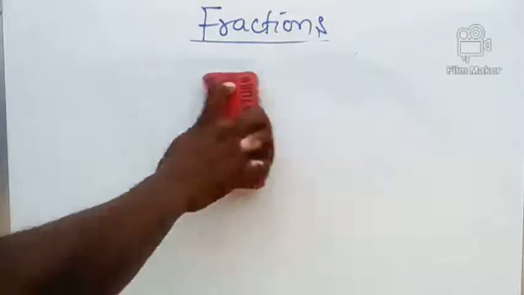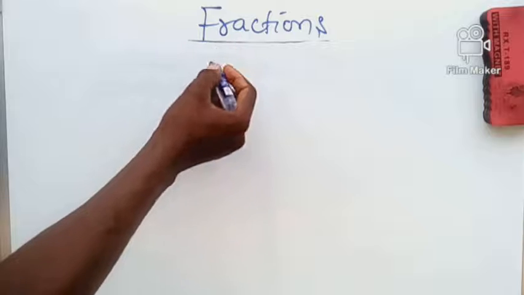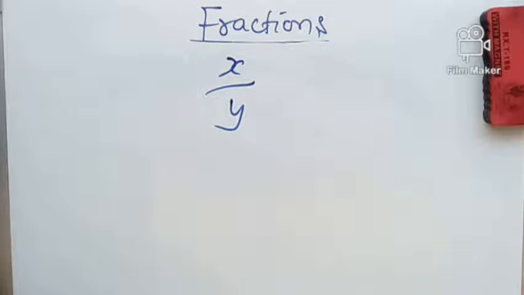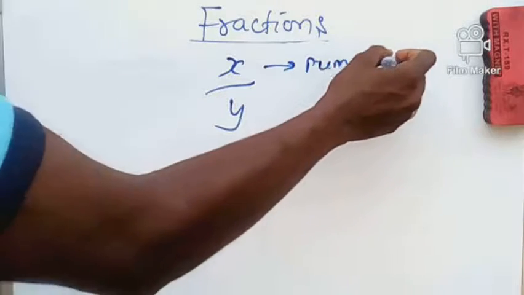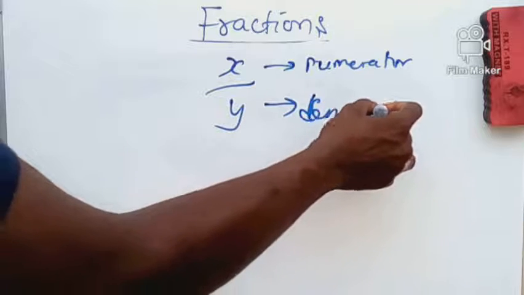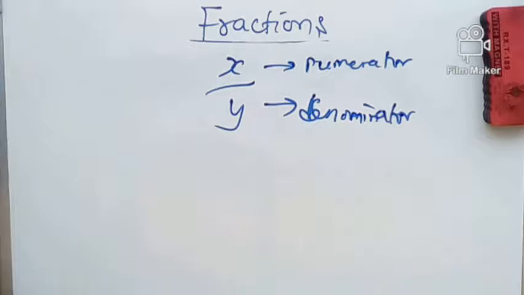Now, what are the constituents of a fraction? Like I said earlier on, a fraction is made up of two parts: the number at the top and the one at the bottom. The number at the top is called the numerator, while the number below is called the denominator.